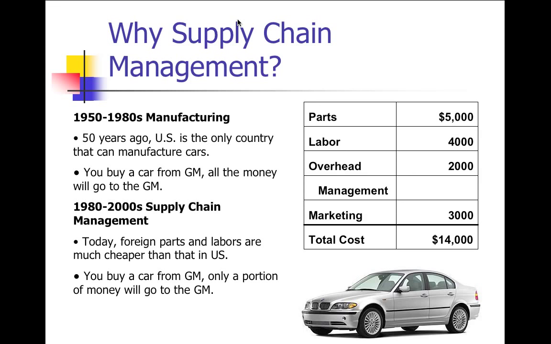So now, in let's say the year 2000-ish, and actually it's about 10 years old, I guess, traditionally manufacturing of automobiles didn't use supply chain management kind of systems. Now we have foreign parts and labor that are much cheaper than the U.S. market, of course. So we buy a car from GM, only a portion of the money actually goes to GM. Because just because you buy a car that's built in the U.S. doesn't mean it actually has U.S. parts in it. Same thing, you buy a car that was built in Germany, it doesn't have German parts in it.